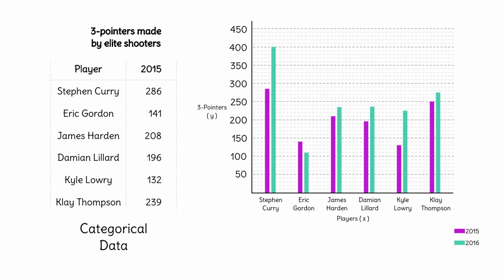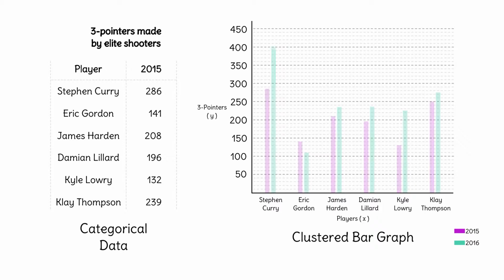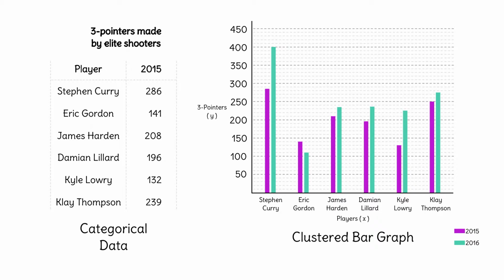Let's add the 2016 data for these players to the graph. This is called a clustered bar graph. Each player gets a cluster of 2 bars. The second bar shows the three-pointers for the season ending in 2016. There is so much to see here. For example, it's really obvious that Steph Curry is still a lot better than everyone else here.